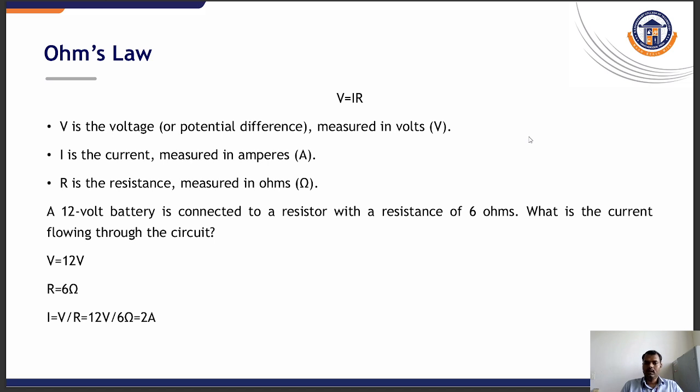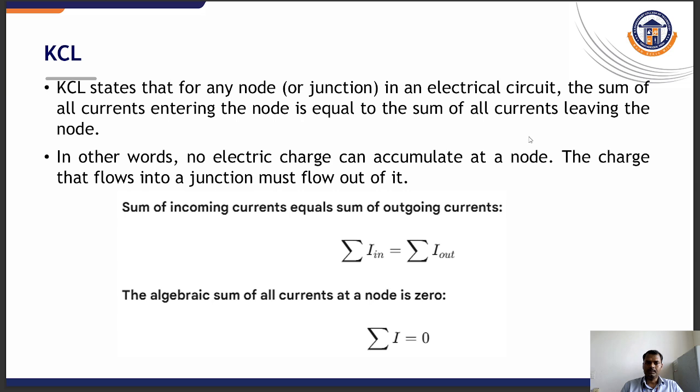For example, a 12 volt battery is connected to a resistor with a resistance of 6 ohms. Then what is the current flowing through the circuit? Here the voltage given is 12 volts and the resistance given is 6 ohms. In order to find the current, we can rearrange Ohm's law as I equals V by R. By substituting 12 volts and 6 ohms in this formula, we get the current as 2 amperes. So this is Ohm's law.